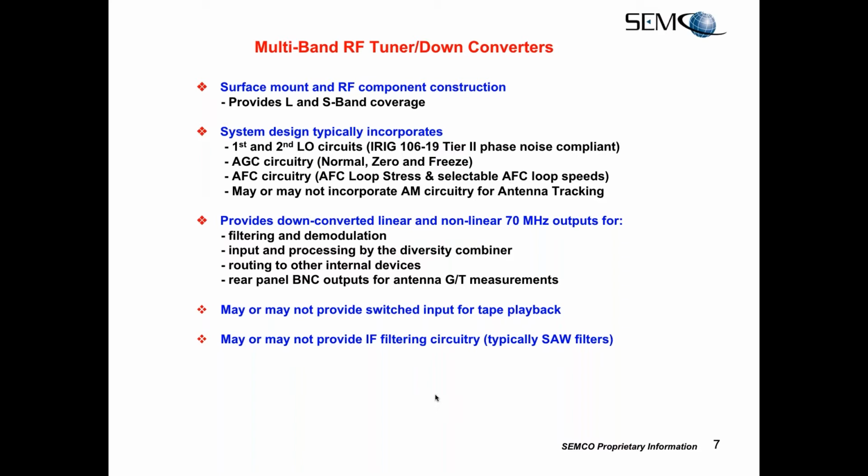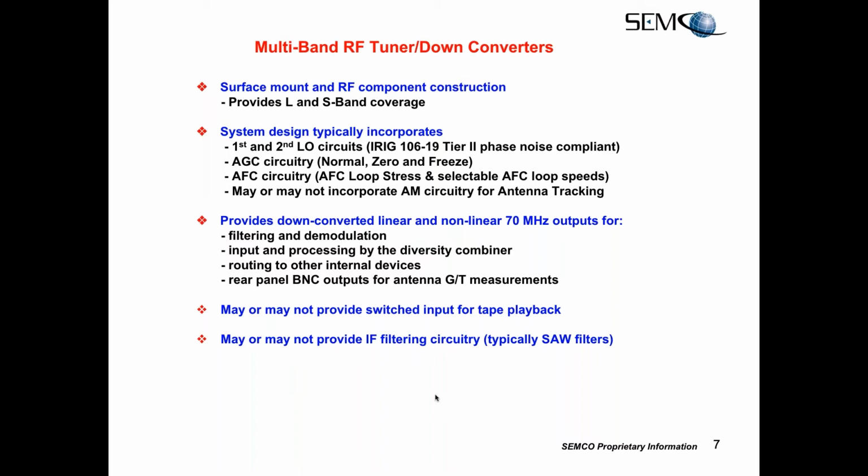Pretty much all diversity combiners in the industry use the down converted 70 megahertz from channel 1 and channel 2 to perform the optimal ratio AGC AM diversity combining to provide you the improvement that a combiner can provide. Also routing to other internal devices. And then also a rear panel BNC output for, again, as I mentioned before, your antenna G over T measurements.